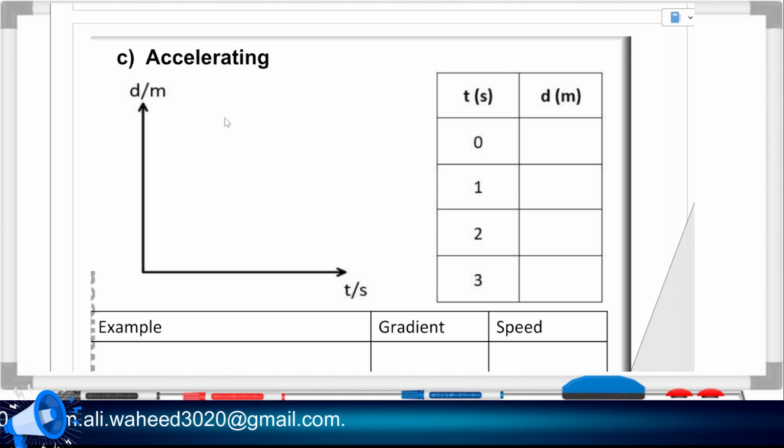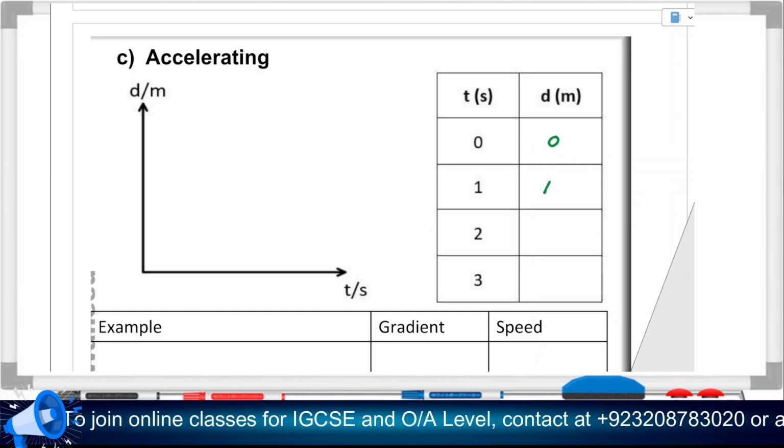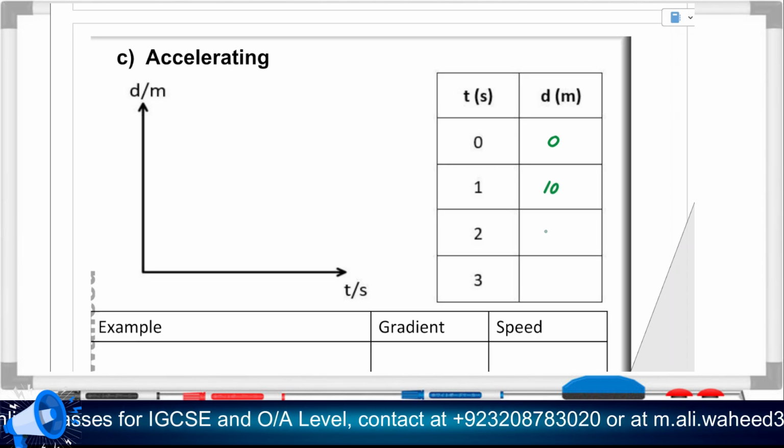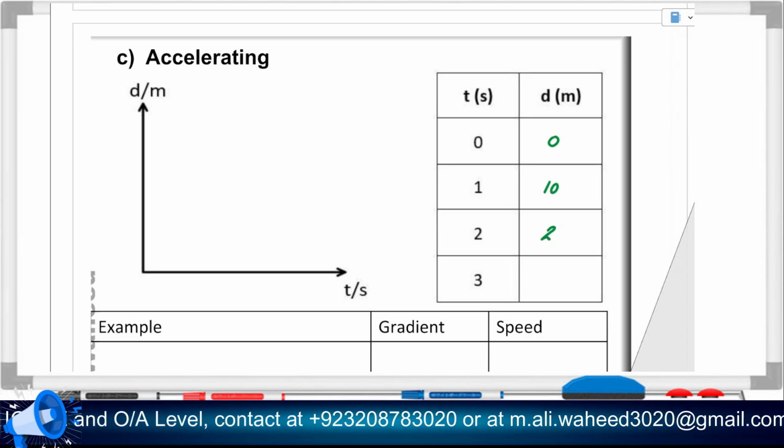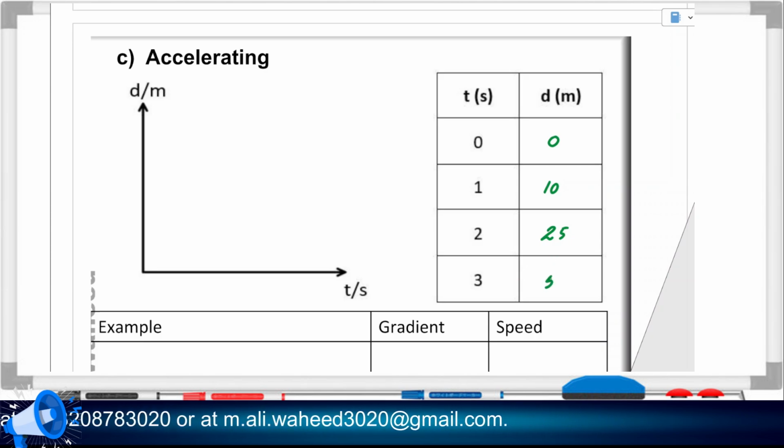Alright, let's move on to the third case, which is when the object is accelerating. So let's say we have the same situation. We observe a vehicle at time t equals 0. There was no distance covered at all. After 1 second, the distance was 10 meters. After 2 seconds, the overall distance was 25 meters. After 3 seconds, the overall distance was 50 meters.